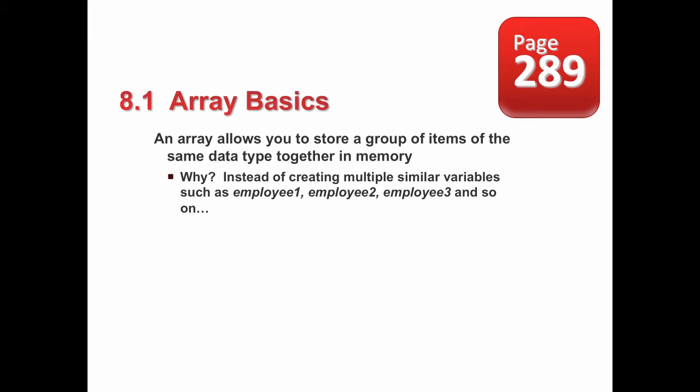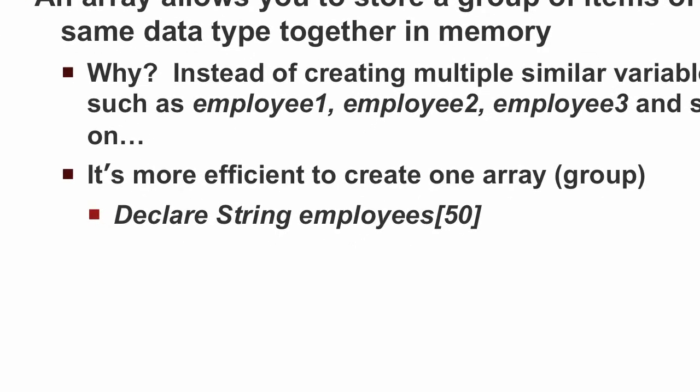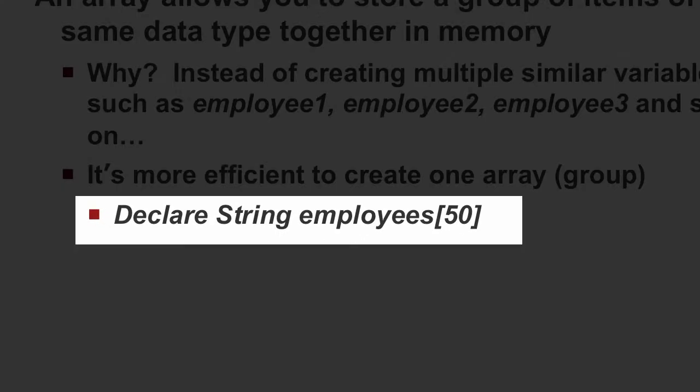Because instead of creating multiple similar variables such as employee 1, employee 2, employee 3, and so on, we just create an array. To do that, in this particular case, we would declare a string array named employees. And see those brackets? They surround the number 50. That means that the string array called employees is going to be 50 elements big.